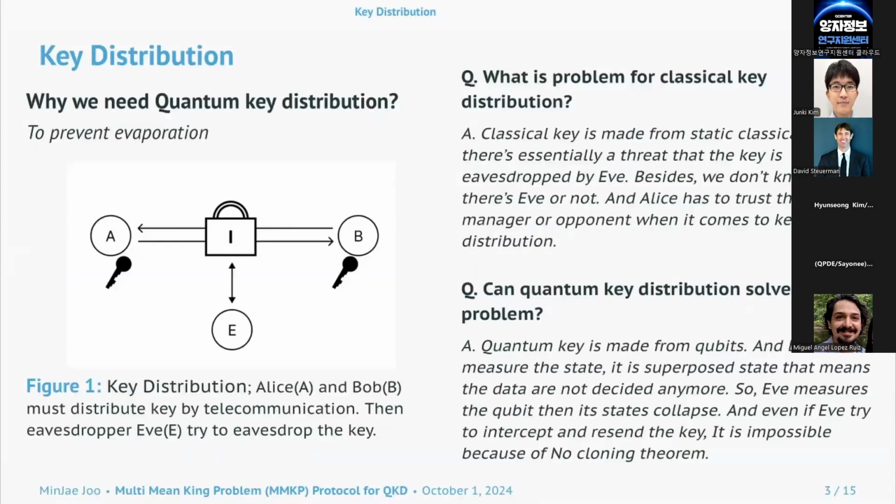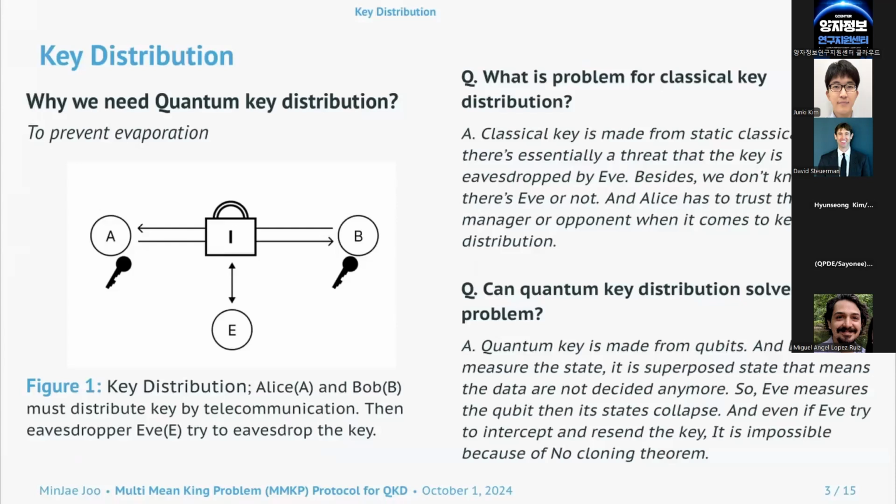First, let's look at key distribution and why it is important. In classical key distribution, the keys are composed of static bits, which makes them vulnerable to eavesdropping. For instance, if Eve can intercept the key, Alice and Bob may never realize it. This is where quantum key distribution comes in.